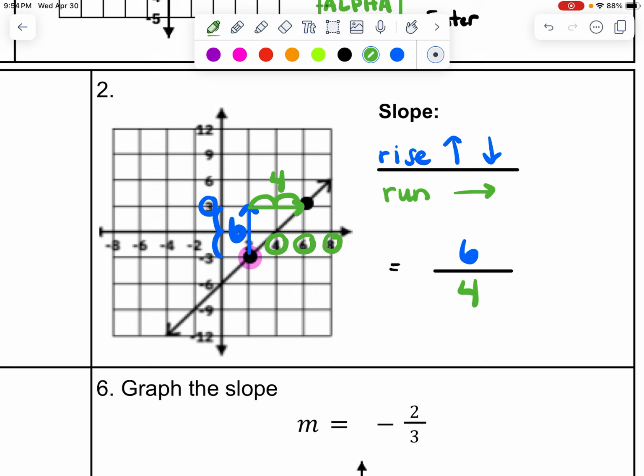the right, and it's counting by 2s, it's counting by 3s. That's why it's only 2 spaces or 3 spaces. And then we're going to type this into our calculator, and we're going to get 3 over 2.